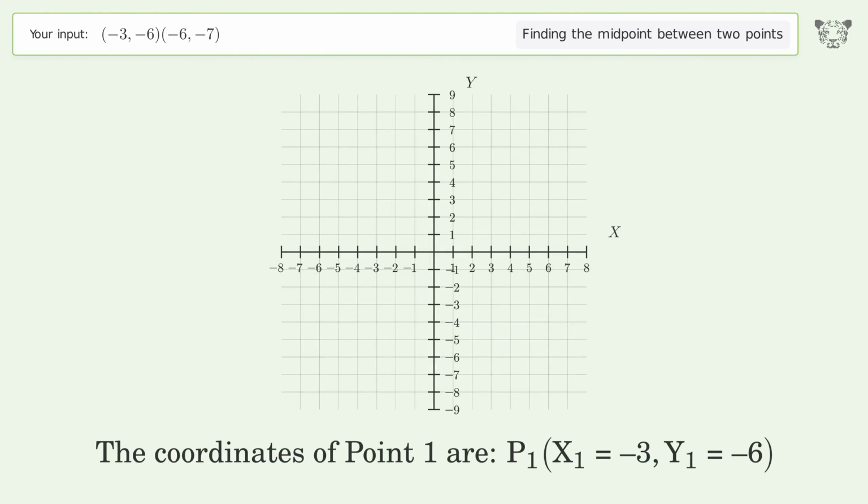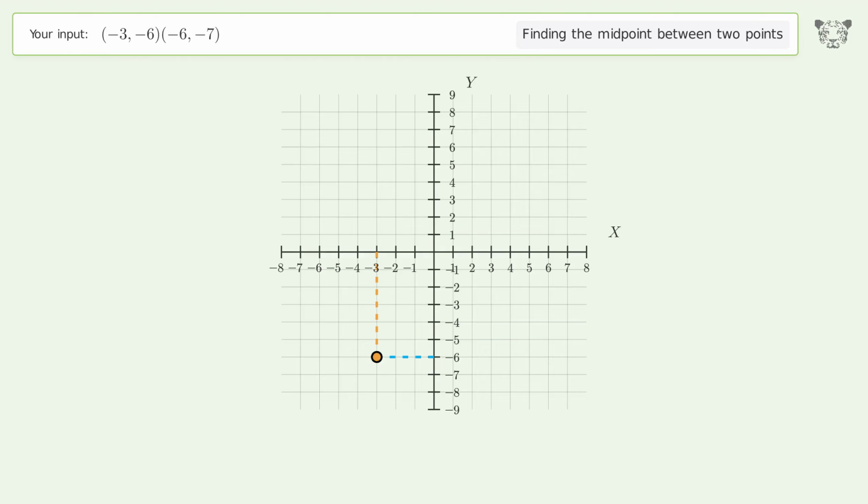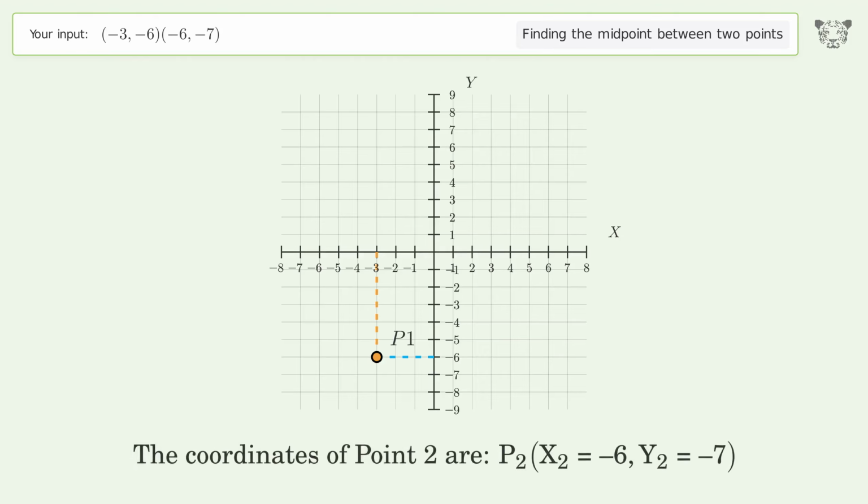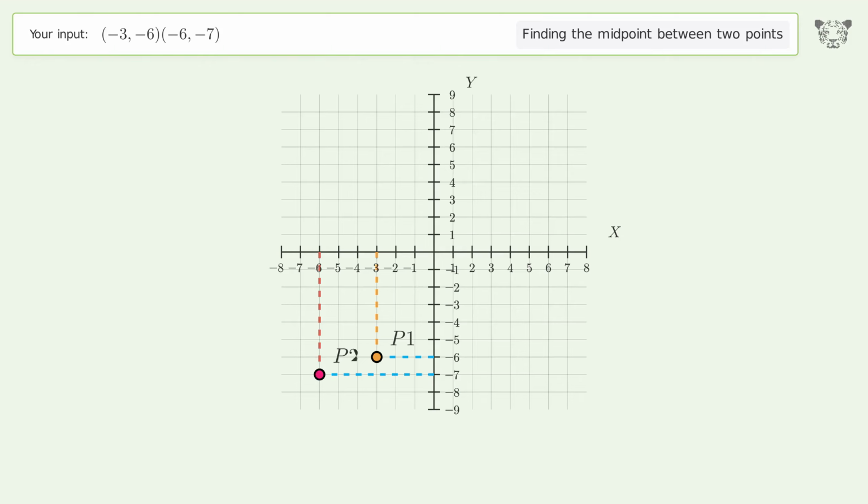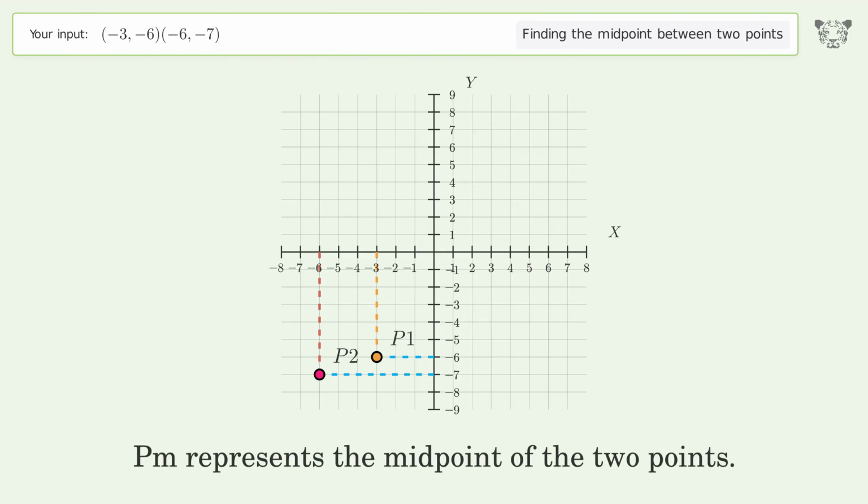The coordinates of point 1 are, x1 equals -3, y1 equals -6. The coordinates of point 2 are, x2 equals -6, y2 equals -7. PM represents the midpoint of the 2 points.